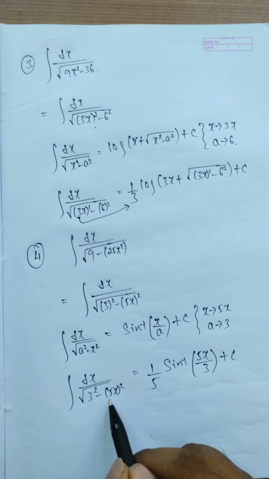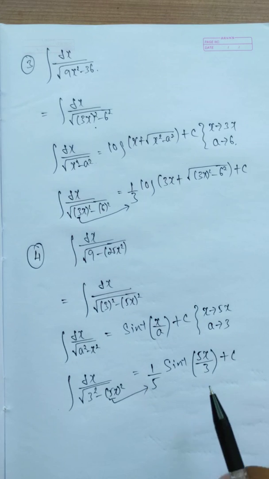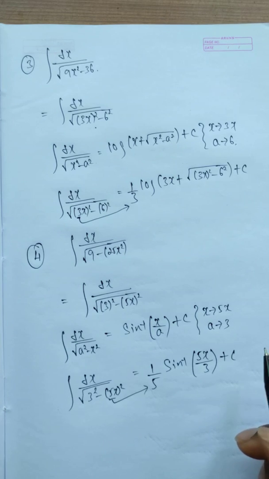Why am I writing 1 by 5? Here the x coefficient is 5. On the integration, if any x coefficient exists, write the x coefficient in the denominator. So don't forget the points we told in the last classes. So we are doing the integration at the end. Okay? So the integration is not a problem. Integration is very simple. When you know the points we learnt in the last classes, the integration is very easy for you people.